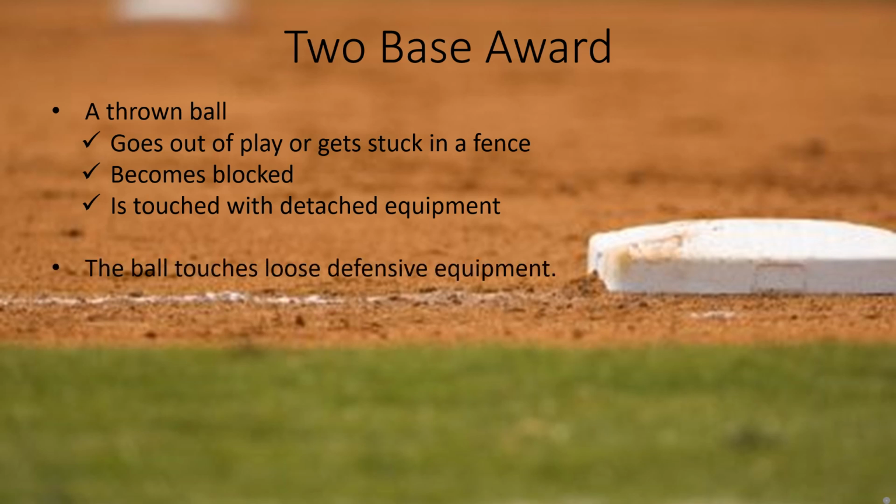It also occurs when the ball's touched by loose defensive equipment. The girl takes off her hat. She's not going to be able to catch it, and she takes off her hat to try to catch it, or she throws her glove in the air. The first baseman throws her glove in the air to keep the ball from going out of play. Everybody's going to be awarded two bases if that occurs.